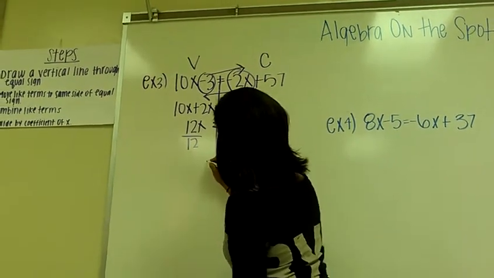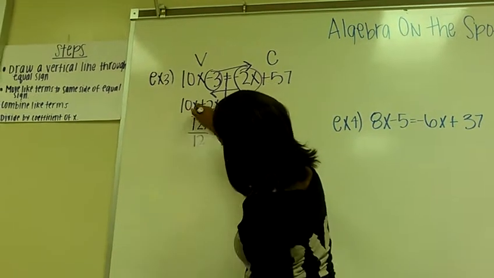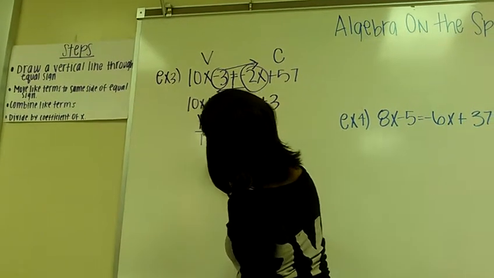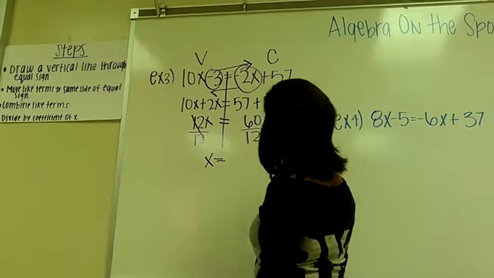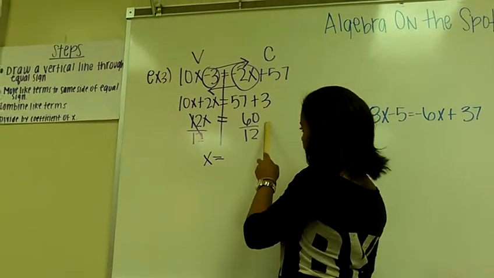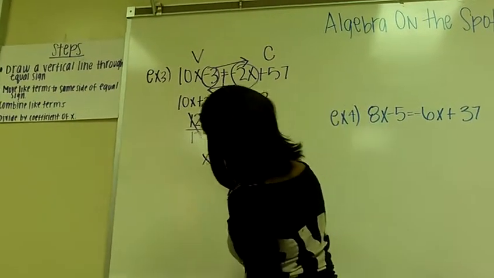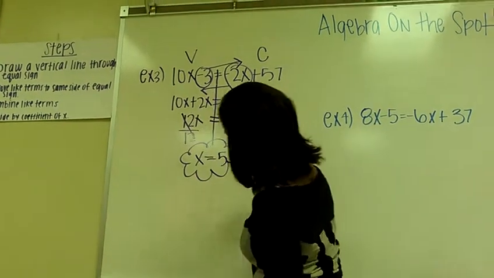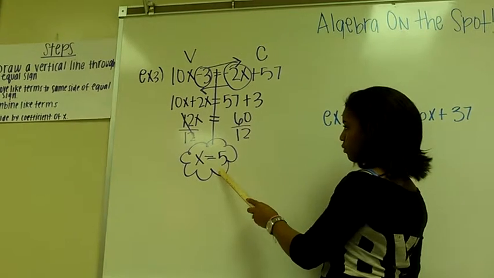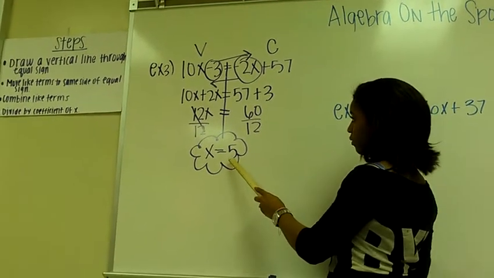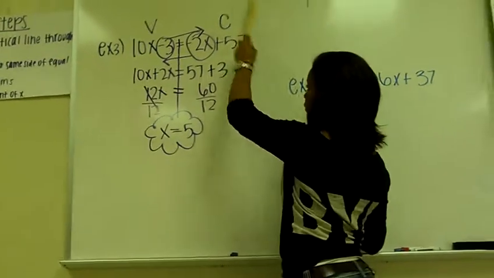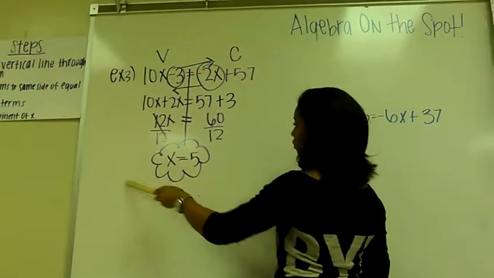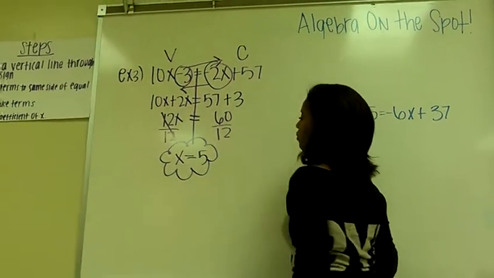Because 12 divided by 12 gives us 1, and we have 1x, which is what we wanted. We've solved for x. And 60 divided by 12 equals 5. Now we have x on one side of the equal sign all by itself. To check our work, we would substitute 5 everywhere we see x in our original equation. Example 4.